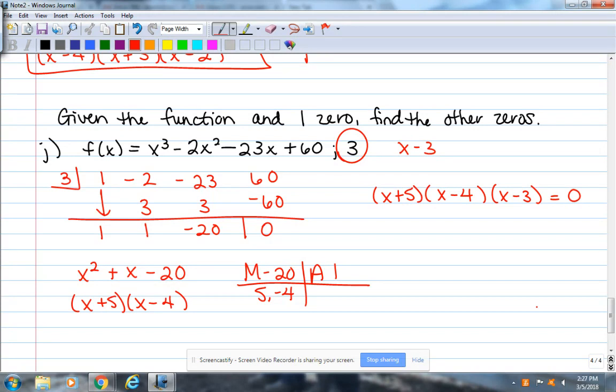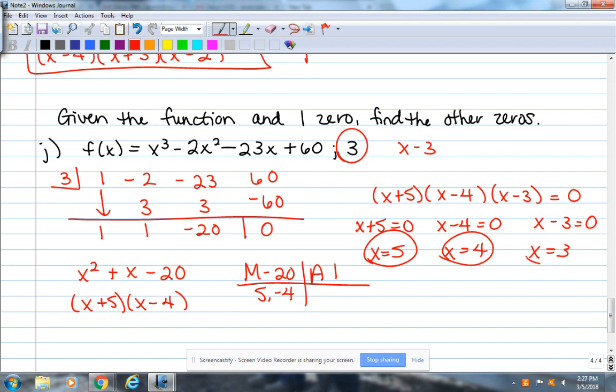So after you've factored, it's the same thing, but you're going to set all 3 of them equal to 0. So x plus 5 equals 0, x minus 4 equals 0, and x minus 3 equals 0. Now what's the quick way to solve these? Change the signs, right? So x equals negative 5, x equals positive 4, and x equals positive 3. You're right. Thank you.